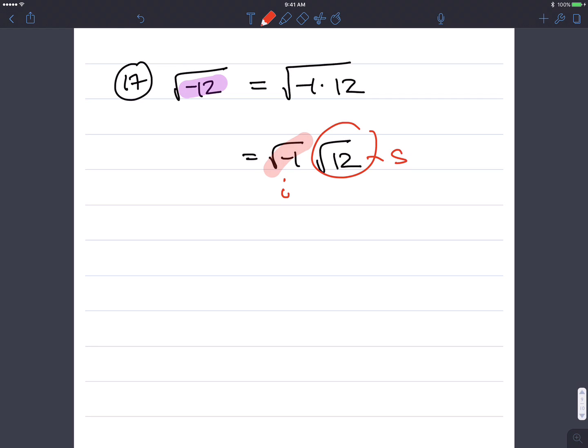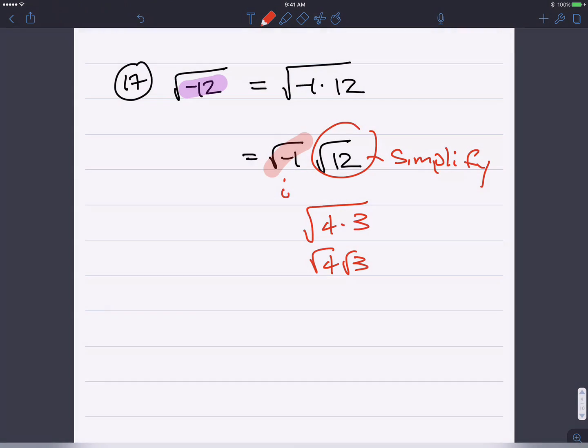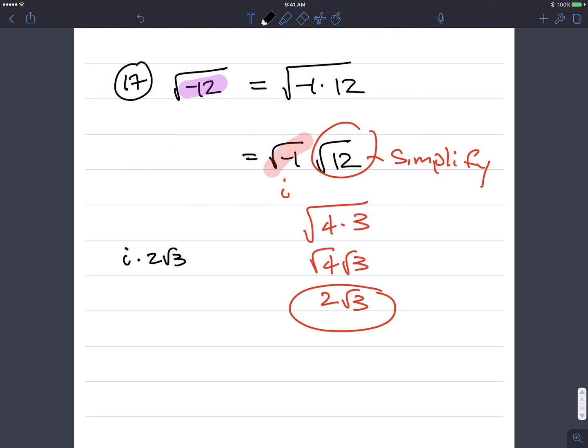Square root of 12 can be simplified. We write the square root of 12 as 4 times 3, where 4 is the largest perfect square that goes into 12. 3 is the quotient. Square root of 4 times the square root of 3 gives you 2 times the square root of 3. Altogether, i times 2 times the square root of 3, or 2 times the square root of 3i, in complex number form.